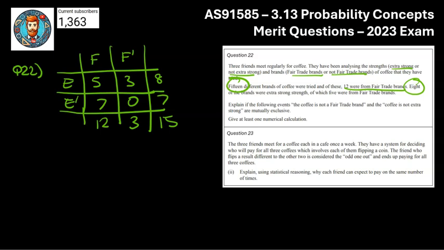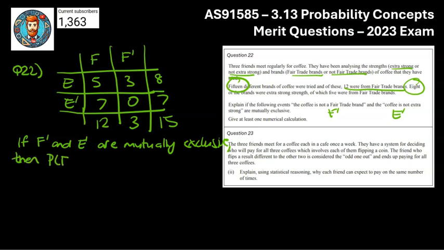So basically, remember, they're talking about F dash and E dash as part of their answer. So I always start with my statistical statements. So if F dash and E dash are mutually exclusive, then the probability of F dash and E dash must be equal to 0. And that's because if they're mutually exclusive, it means they cannot occur at the same time. So that means the probability must be 0.